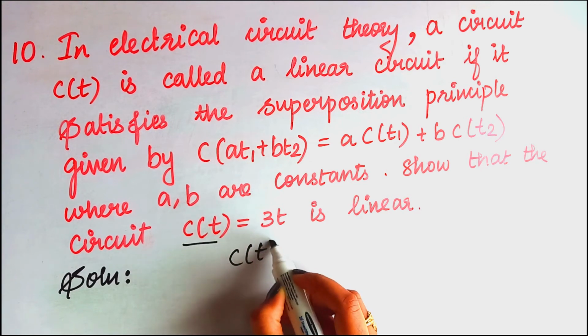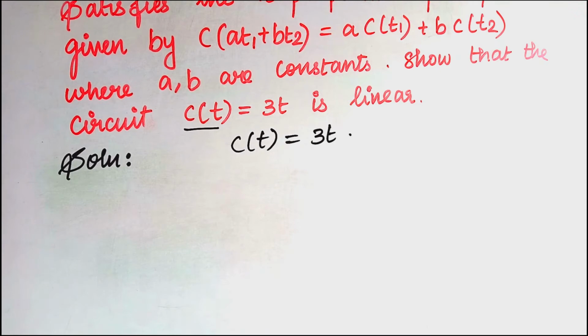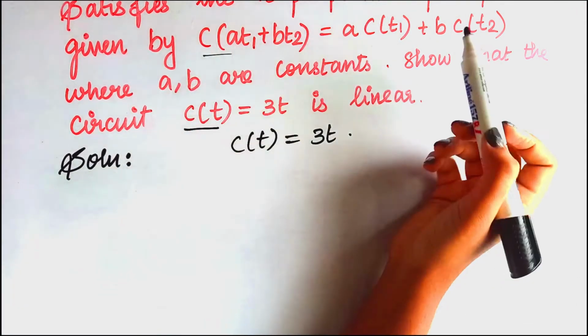So C of t is equal to 3t. This is our given part. Okay. Now let's take the left hand side of this principle and we have to prove the right hand side.